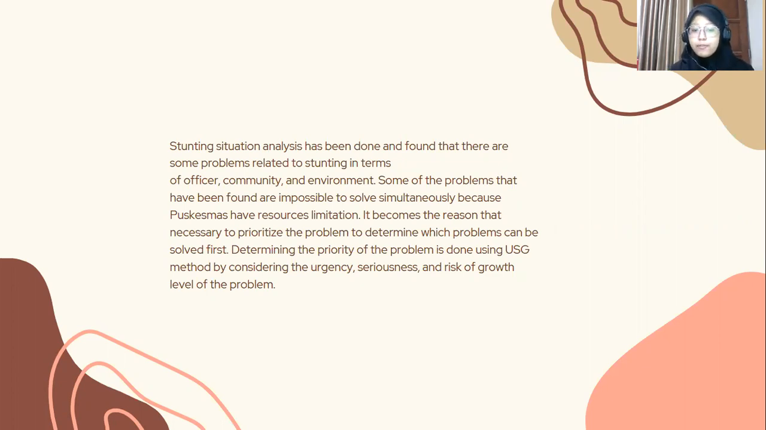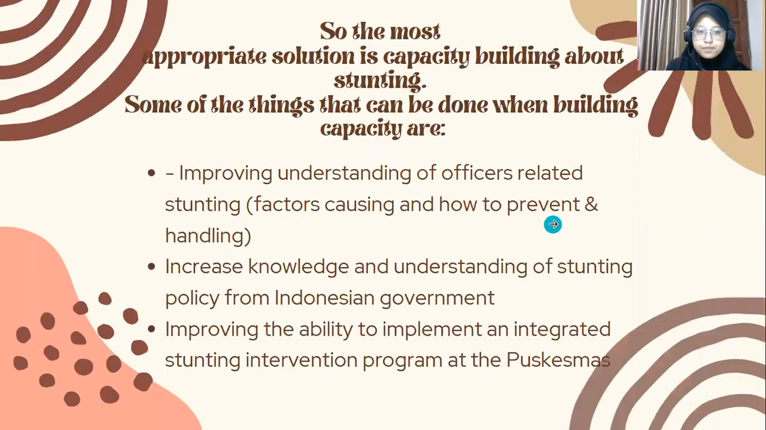Determining the priority of the problem is done using the USG method by considering the urgency, seriousness, and risk of growth level of the problem. So the most appropriate solution is capacity building about stunting. There are three things that can be done when building capacities. First, improving understanding of officers related to stunting, or the factors causing it and how to prevent and handle it. Second, increase knowledge and understanding of stunting policy from the Indonesian government. And last but not least, improving the ability to implement and integrate stunting intervention programs at the Puskesmas.